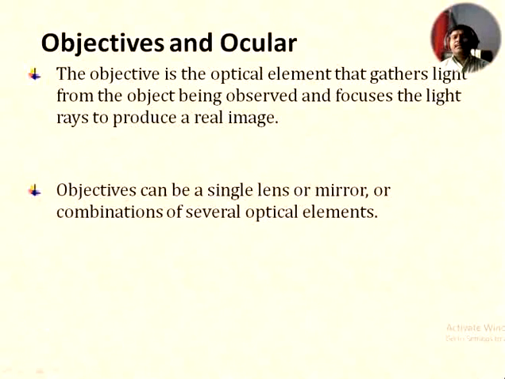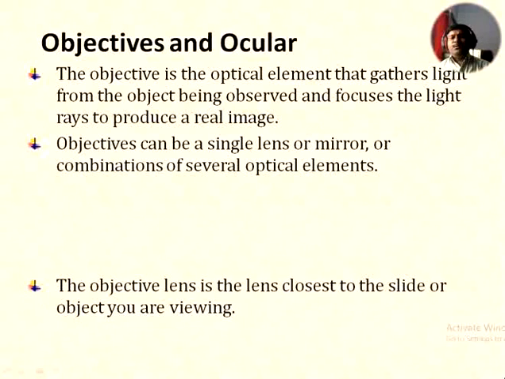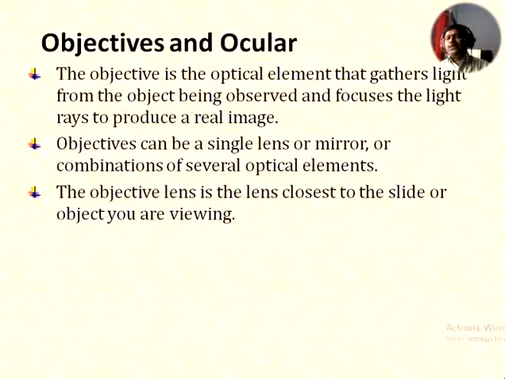Objectives can be a single lens or mirror or a combination of several optical elements. Here actually it is a combination of lenses that is present in the objectives. The objective lens is the lens closest to the slide or object you are viewing. The objective lens is that lens which is present nearer to the specimen or object which we have to observe.